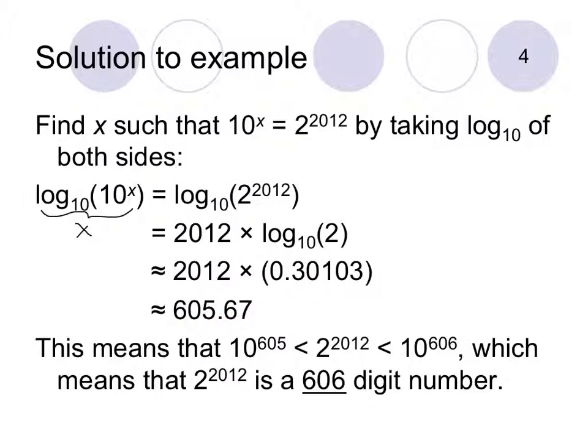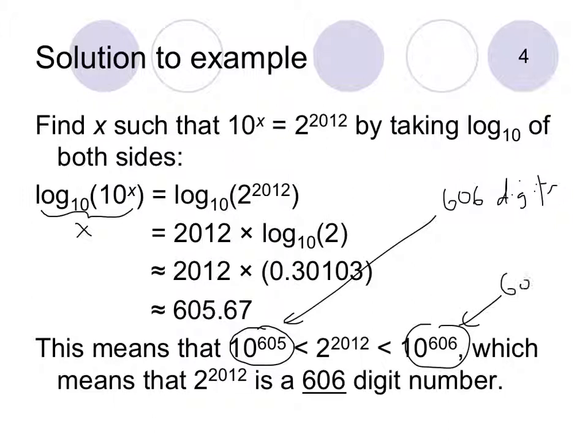So the conclusion is that 2 to the 2012 is between 10 to the 605 and 10 to the 606. That's what this tells us. This number is between 605 and 606. We know that 10 to the 605 is the first 606-digit number. And all numbers will continue to have 606 digits until you get to 10 to the 606. This is the first 607-digit number. So since that's the first 607-digit number, and 2 to the 2012 is not there yet, that means that 2 to the 2012 is a 606-digit number.